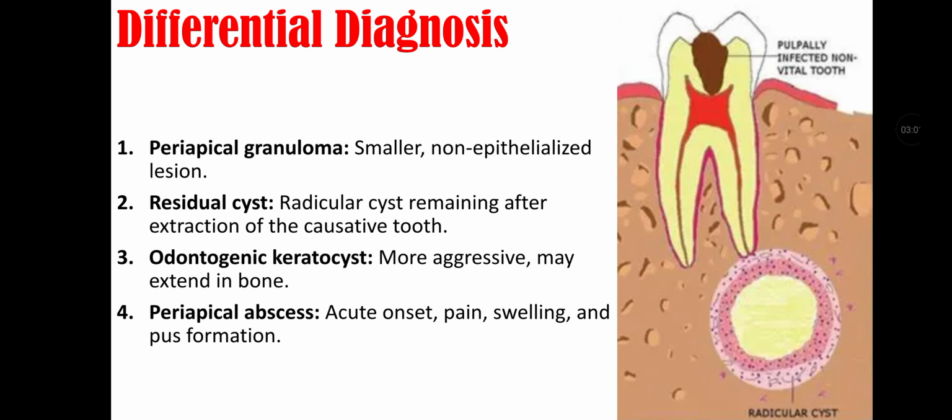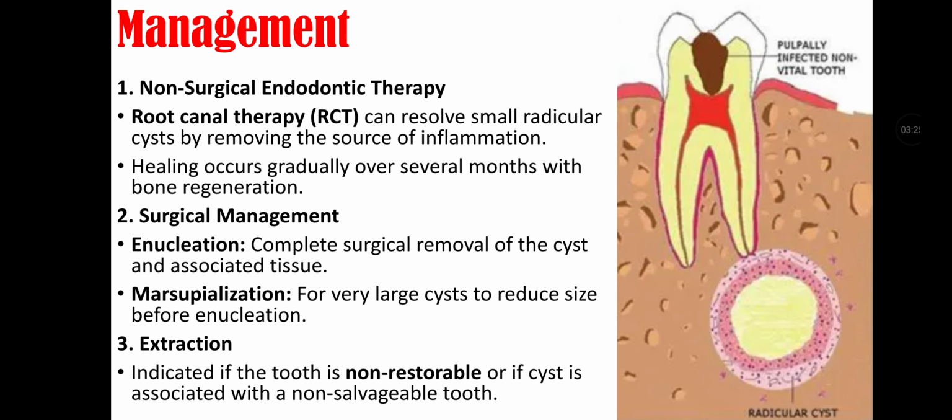Differential diagnosis: Periapical granuloma is a smaller, non-epithelialized lesion. Residual cyst may be a differential diagnosis, which remains after extraction of the causative tooth. Odontogenic keratocyst is more aggressive and may extend in bone. If we talk about periapical abscess, it has acute onset, pain, swelling, and pus formation.